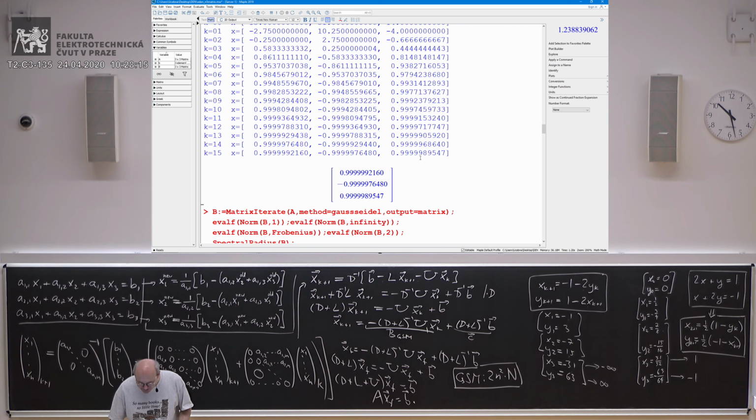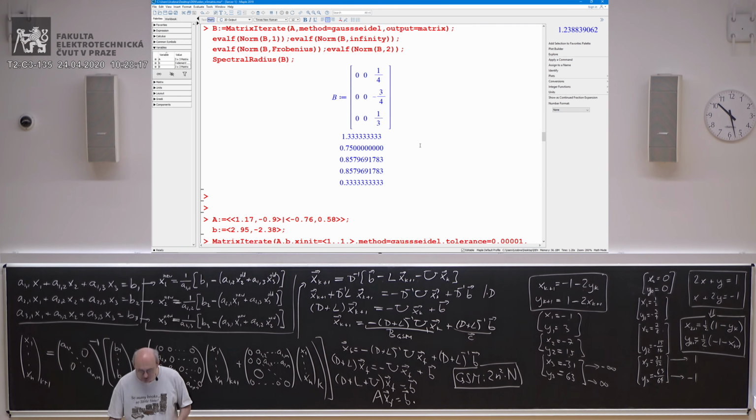Now for this matrix, the matrix of the Gauss-Seidel elimination, we can see that the best guess is actually obtained by the infinity norm, which is the popular norm. So we are glad that it actually gives a nice answer. And the Frobenius norm and the Euclidean norm give the same answer, surprisingly, but this can happen.